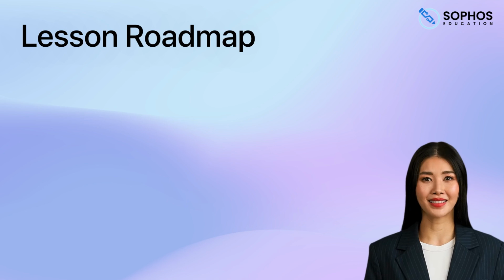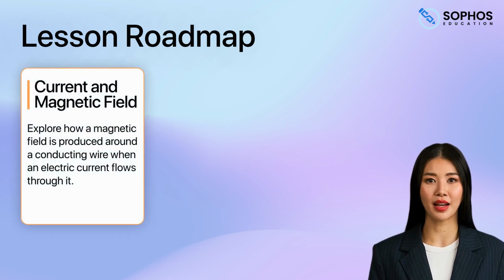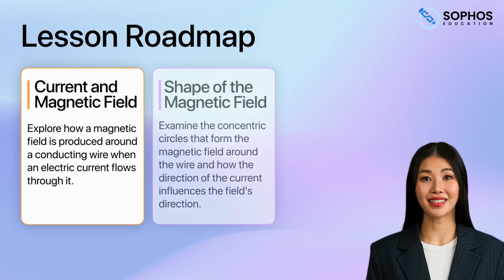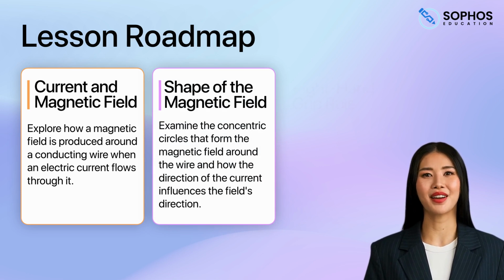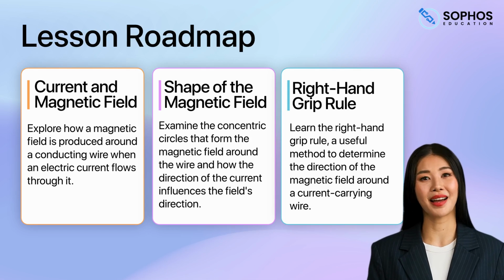We will begin today's lesson by exploring how a magnetic field is produced around a conducting wire when an electric current flows through it. Next, we'll examine the concentric circles that form the magnetic field around the wire, and how the direction of the current influences the field's direction. Finally, you'll learn the right-hand grip rule, a useful method to determine the direction of the magnetic field around a current-carrying wire.